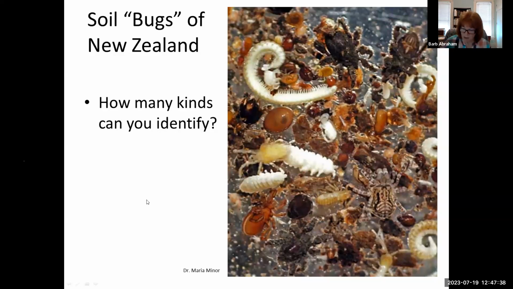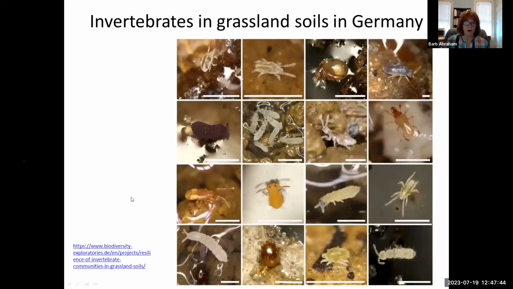Let's move on because we have some more of these. All right, there we go. Here's from grassland soil in Germany. Shout out your answer. What's this? A mite. Mite.